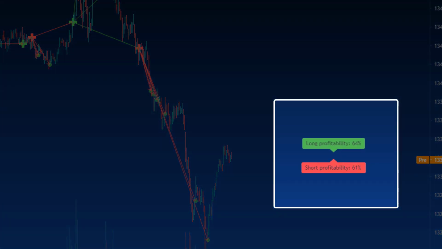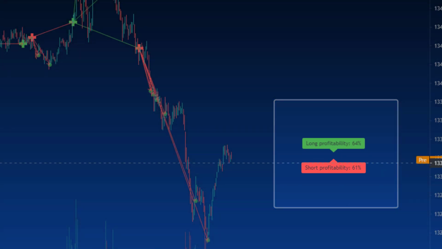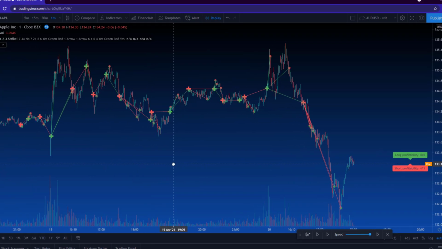But most importantly, we can see the average profitability for our long and short trades, which tells us how the indicator is performing on this chart. While it's already net profitable with the default settings, we can definitely improve performance. So let's analyze the chart and see what can be done.